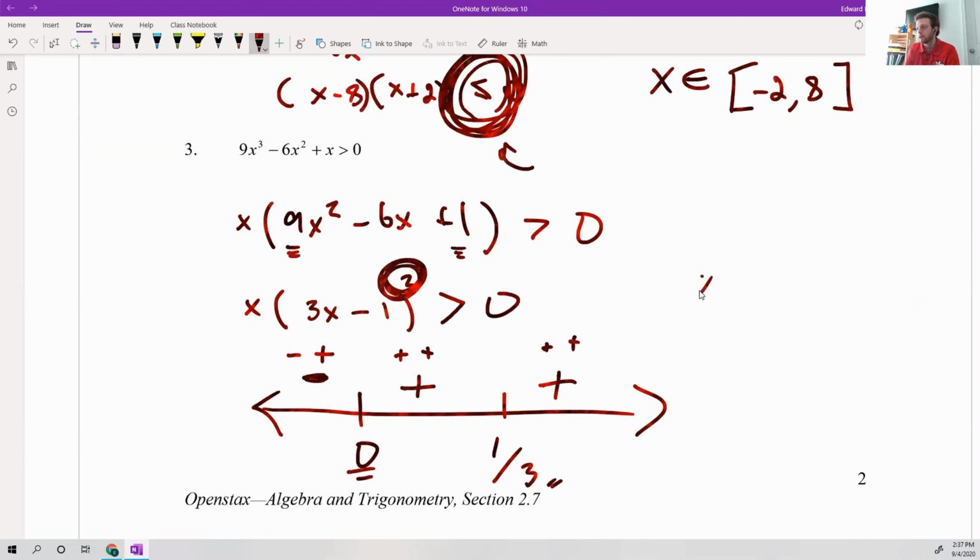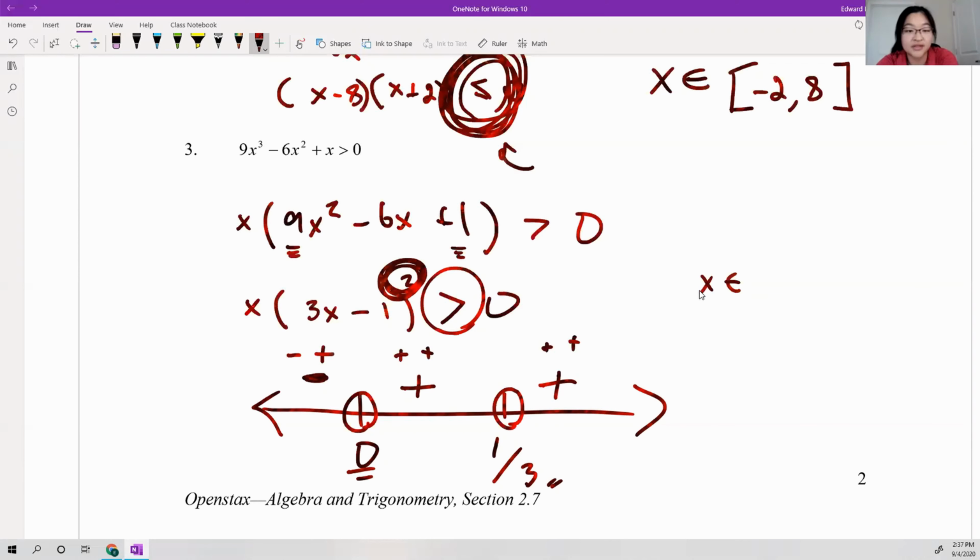All right, the answer here ends up being x is contained in... Oh wait, let's get that real quick. Do we include 0 and 1/3? No, because we have a strictly greater than symbol. We don't have a greater than or equal to. Put big holes there. And we want when it's positive or negative.